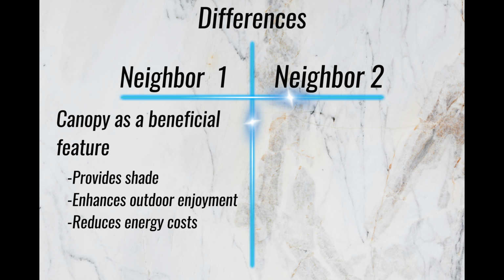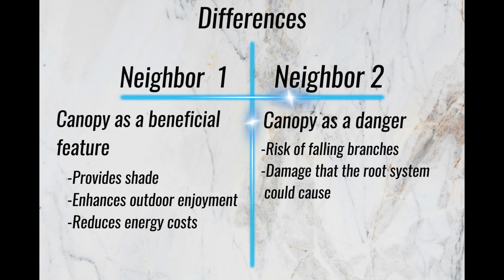Conversely, the second neighbor sees potential dangers in the same canopy, focusing on the risk of falling branches during storms and the damage that the extensive root system could cause to infrastructure. This highlights how individual perspectives can lead to different conclusions about the same physical attributes of an object. This is what you must identify and answer questions on the GED exam. That is, how both persons may see the same thing, but interpret it differently.